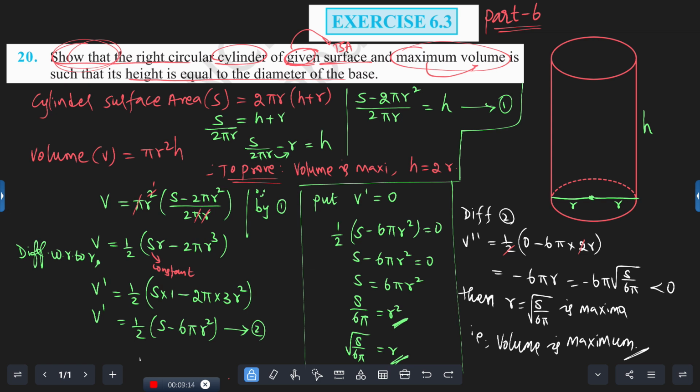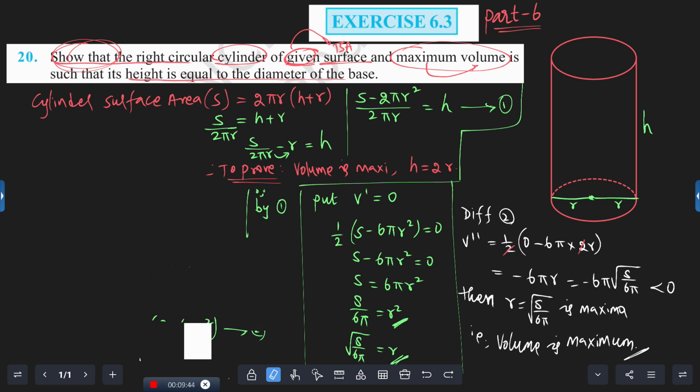Next step, what do we have to do? Volume is maximum, we have done. Next to prove, H equal to 2R you have to bring. Shall we go to the next page? Then in the same page, can I erase something? First page I will be doing. In this itself, I will try to complete.